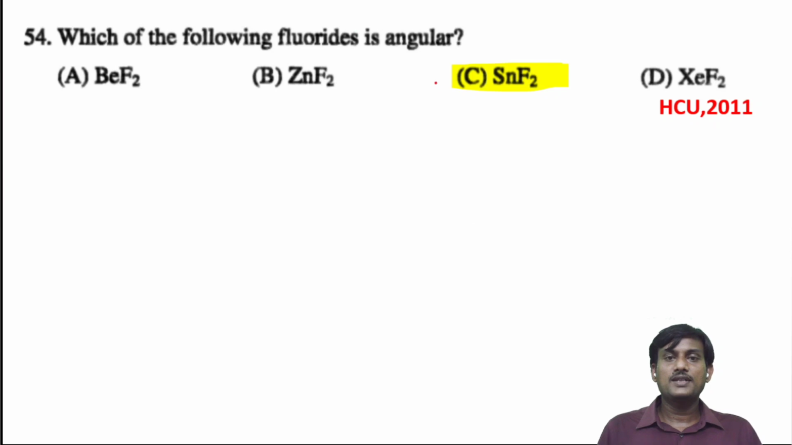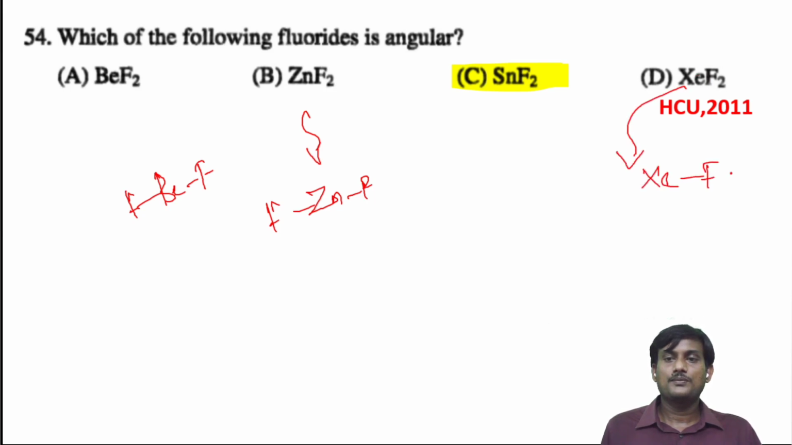Which of the following fluorides is angular? BeF2 is sp hybridized and linear. ZnF2 is also linear. HgF2 is also linear. SnF2: here the hybridization is sp2, it has one lone pair of electrons, and the shape is bent.